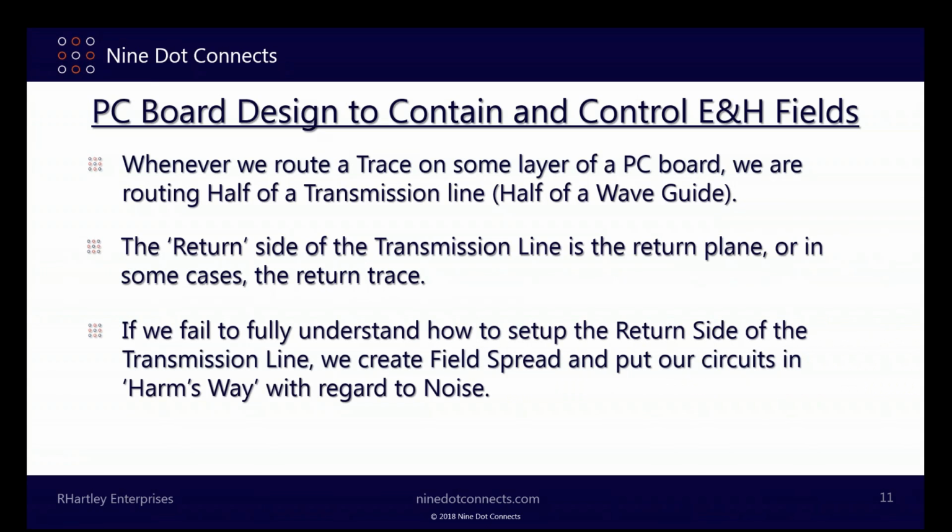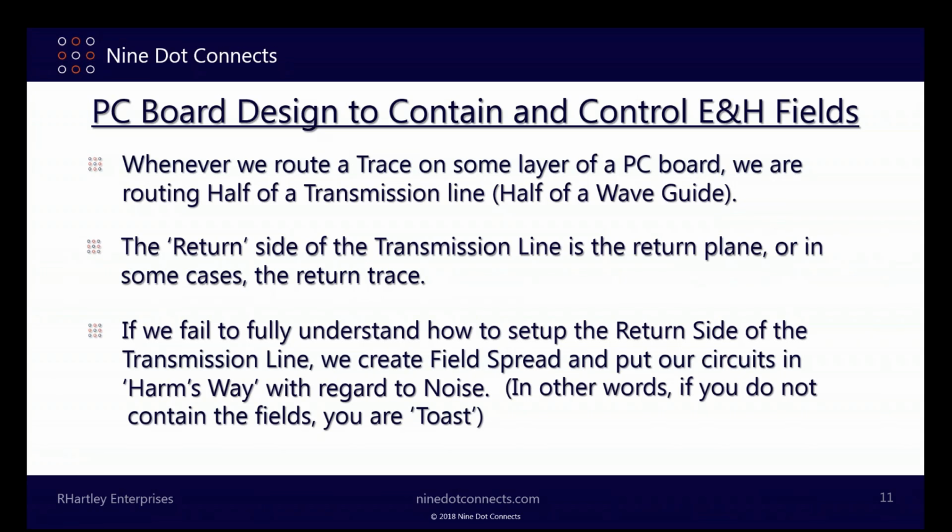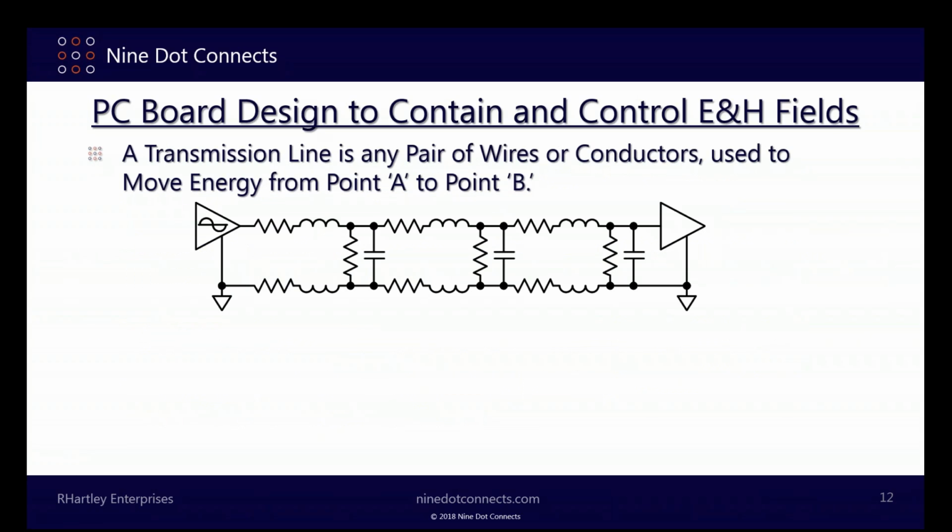If we fail to fully understand how to set up the return side of the line, we'll create field spread, and we put our circuits in harm's way with regard to noise. In other words, if we don't set everything else up correctly, we won't properly contain fields, and if that happens, effectively, we are toast. So a transmission line is any pair of wires or conductors used to move energy from point A to point B.